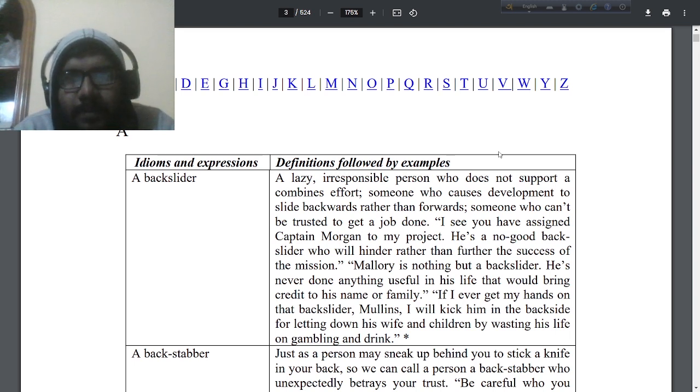A lazy, irresponsible person who does not give support, someone who causes development to slide backwards rather than forwards. Someone who cannot be trusted to get the job done. I see you have assigned Captain Morgan to my project. He is a no-good backslider who will hinder rather than further. These are examples which describe the backslider.